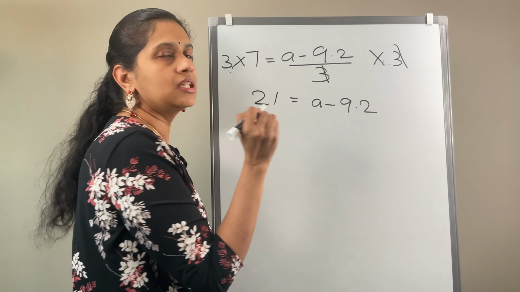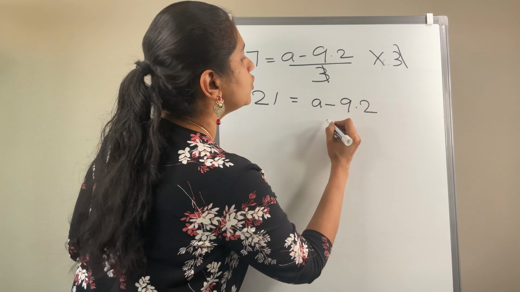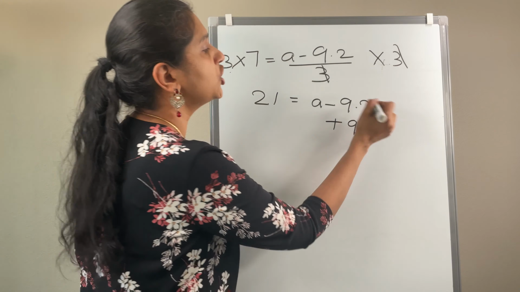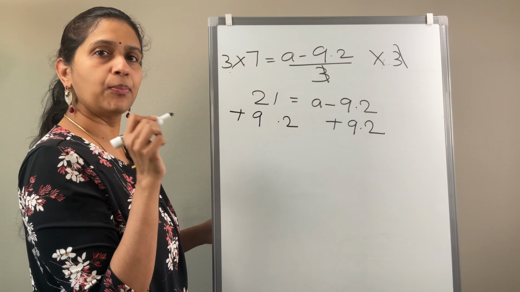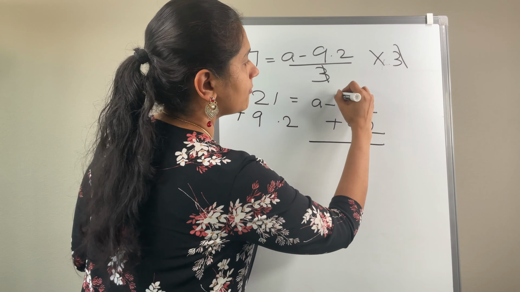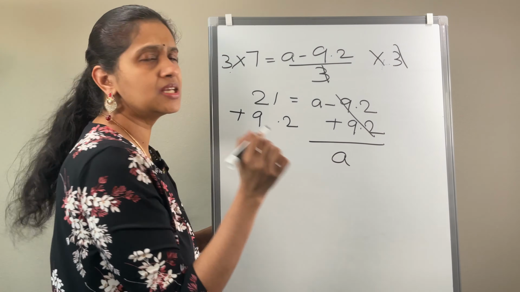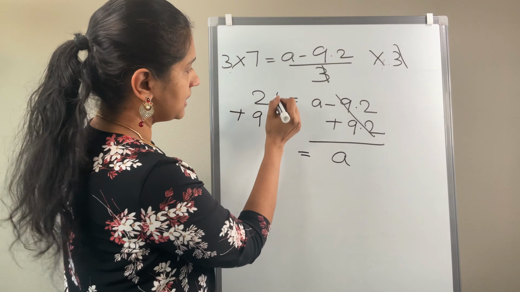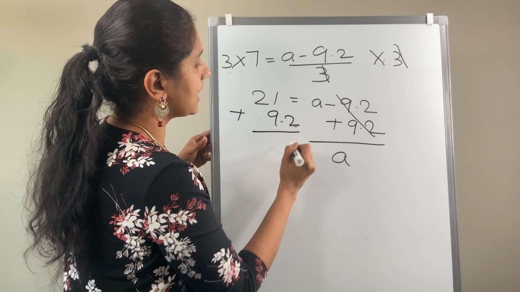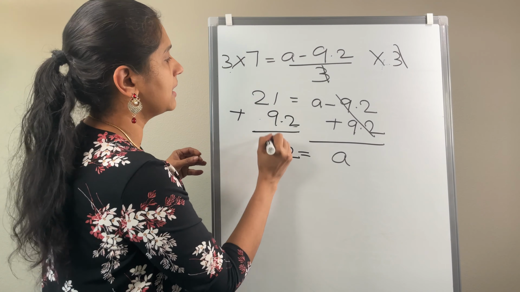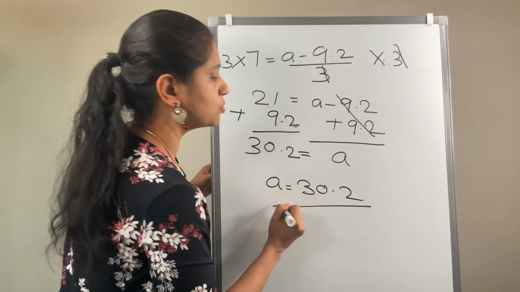Now I have to isolate this variable a. For that I need to avoid 9.2 near this variable a. So I have to take the inverse of negative 9.2 which is positive 9.2. So I am adding 9.2 on both the sides. As a result of it, this negative 9.2 and positive 9.2 will get cancelled and you will be left with this variable a. So what is going to be here? Here it is going to be 9.2. So I am simply adding it. You will have 0.2, 9 plus 1, 10, balance 1, 3. So a equal to 30.2 is going to be the solution.